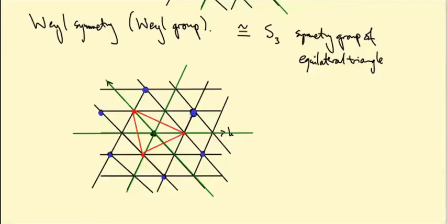So that's how we're going to get our weight diagrams in general. We're going to pick one vertex of our weight diagram, act using the group to get 3 or 6 new vertices, and then just connect the dots to get the weight diagram. So in the next video, I'll talk much more about the structure of the weight diagrams for the irreducible representations. And then we'll do some examples of decomposing representations into their irreducible pieces.